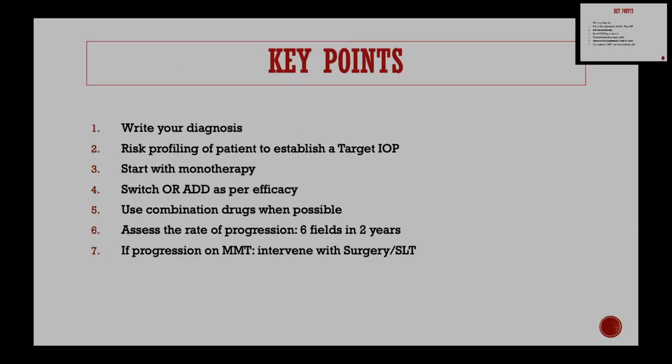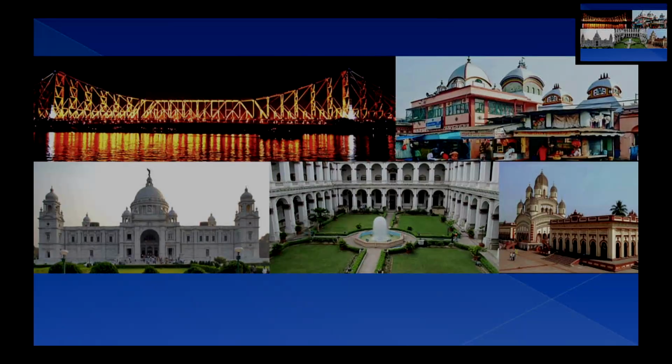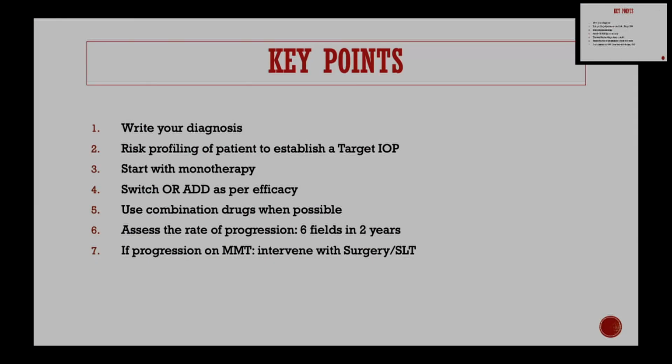So just to summarize, key points: always write your diagnosis before treating your patient, do a risk profiling, then you can set a target intraocular pressure better. Always start with the monotherapy. Now with the triple drug coming up, a lot of times there's a temptation to start 3 drugs. Never do that. Always start with a single drug, see the response, and then you add medication. Switching or adding, we have already discussed. Combination drug wherever possible. And if the patient is progressing on maximum medical therapy, consider going for SLT or a surgery. Thank you.